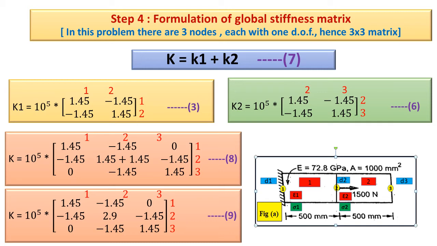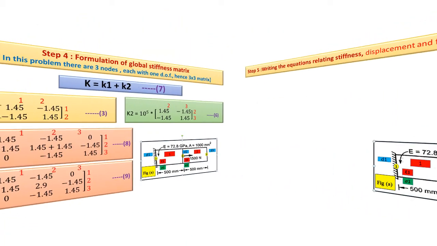global stiffness matrix. Rest all elements are carried in a way that at 1 1 there is 1.45, at 2 1 there is minus 1.45, at 3 1 there is no element, so we will put 0. Similarly, at 1 3 there is no element, so we will put 0. In this way we get equation number 9, that is global.